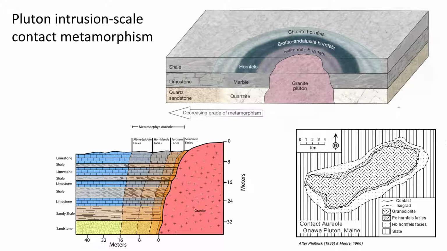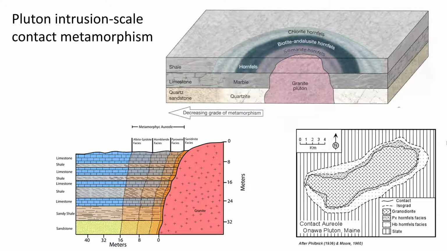The pluton intrusion scale of contact metamorphism shows much better defined zones that have different metamorphic minerals associated with them. So going from the central pluton, which would be the highest temperature, looking at the example on the top, you have the sillimanite hornfels, moving outward a biotite and andalusite hornfels, and further outside of that is chlorite hornfels.